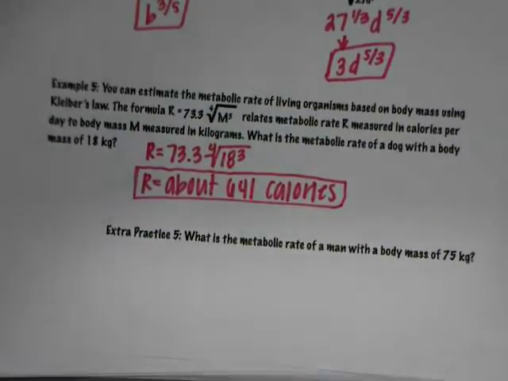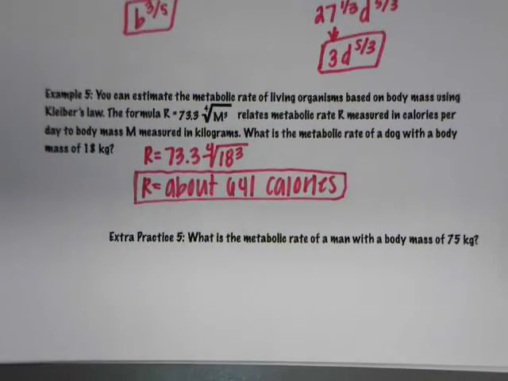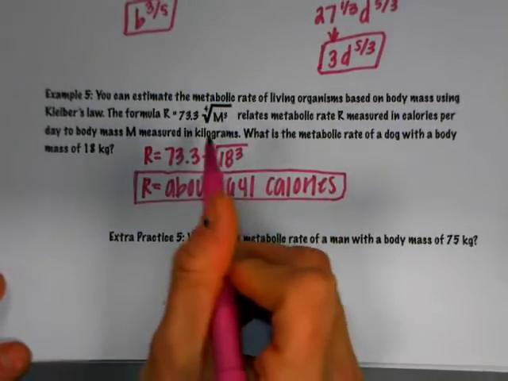So a man with a body mass of 75 kilograms. So this is about a 165-pound man. Okay? It's like an average adult male. So the same thing at 73.3, but you'll just put the 75 in for the M.